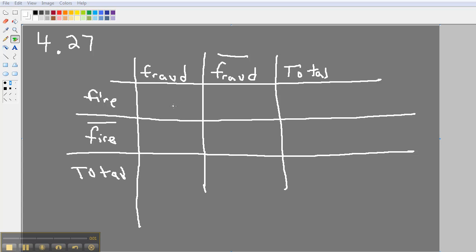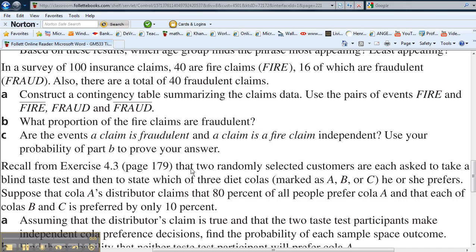Hello, let's go through this problem. It's a contingency table problem. In a survey of 100 insurance claims, 40 are fire, 16 of those are fraudulent. Also, there are a total of 40 fraudulent claims. Let's just input the data that we have.